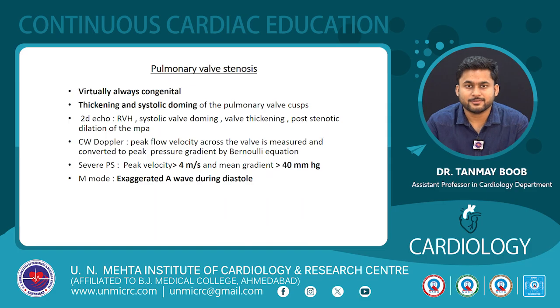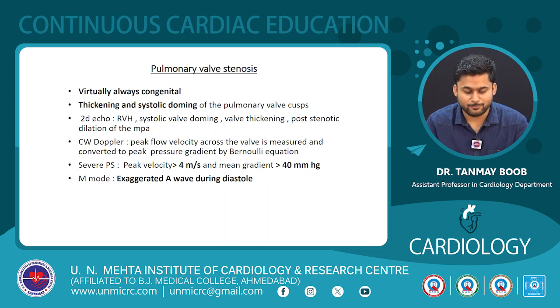The first pathology which we will be dealing with is pulmonary valve stenosis. It is virtually always congenital. There is thickening and systolic doming of the pulmonary valve cusp. What are the findings on 2D echo? It will be RV hypertrophy, systolic valve doming, valve thickening, and post-stenotic dilatation of the main pulmonary artery.